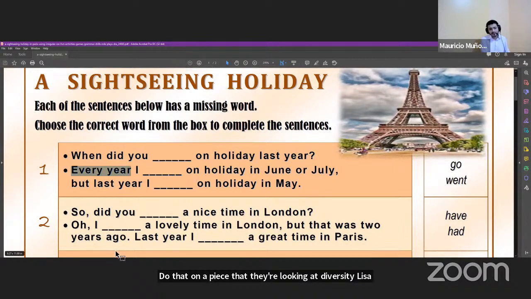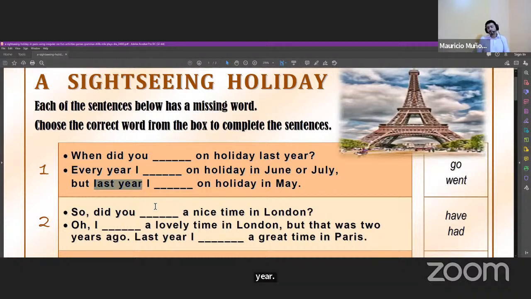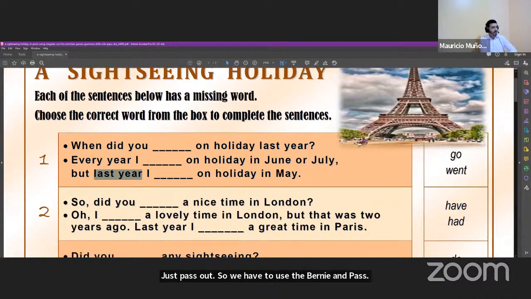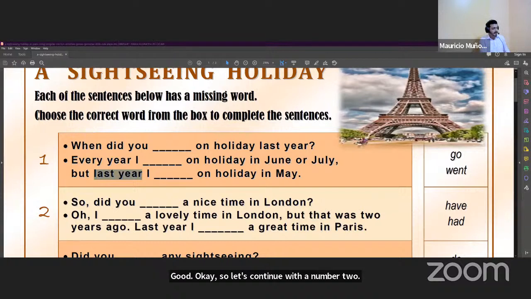En la línea 3, observen, ya nos da también una pista. Last year. So, this is past. Esto es pasado. So, we have to use the verb in past. Good. Okay, so let's continue with the number 2. Let me see the other students. Oh, we have a volunteer, Carlos Cotto. Thank you. Complete the number 2 for me.